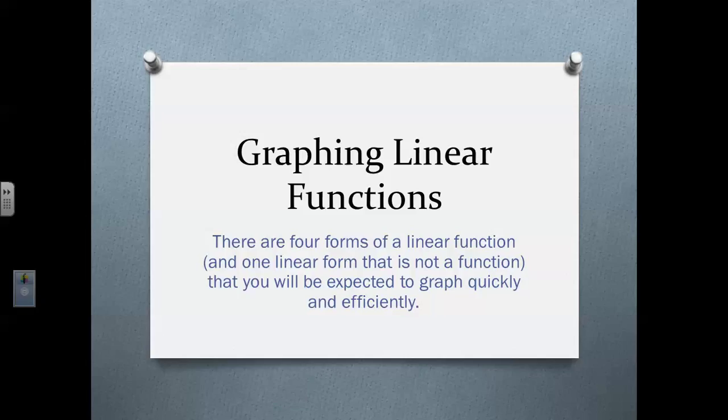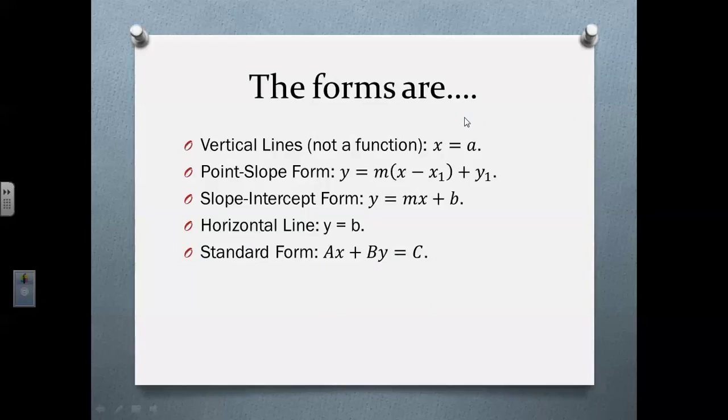We're going to talk about 4 different forms of a linear function and one that is not a function. The expectation is that when you see the forms, you're able to recognize them and graph them quickly and efficiently. The 4 forms plus the non-function are the vertical line, which is x equals a, and that is the one that is not a function; point slope form, which is y equals m times the quantity x minus x1 plus y1; slope intercept form, which is y equals mx plus b; a horizontal line, which is y equals b; and standard form, which is ax plus by equals c.